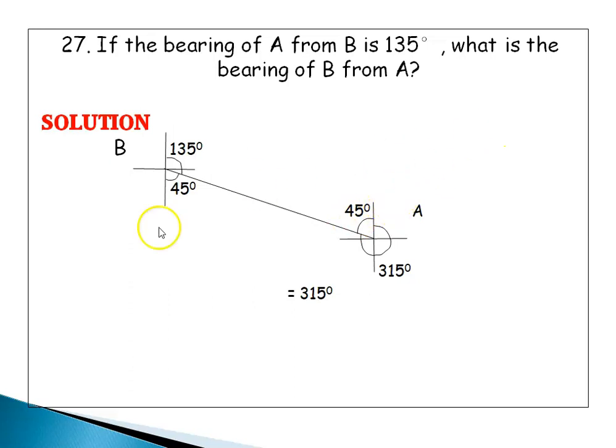Bearing of B from A, that means we are looking at this angle from here to this place. So remember, here to here is 90. From here to here is 180. From here to here is 270. And don't forget, we said this place to this place is 45. So you are going to have 270 plus 45, and that will give us 315 degrees. So the bearing of B from A is 315 degrees. Is that okay? Very good.